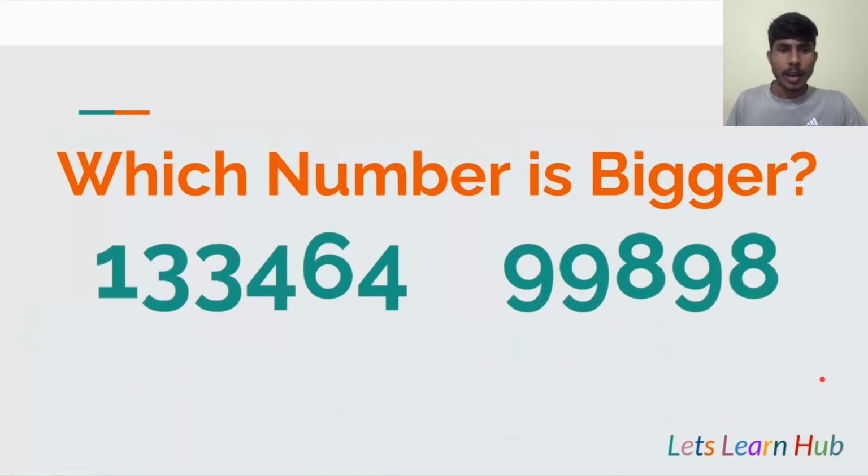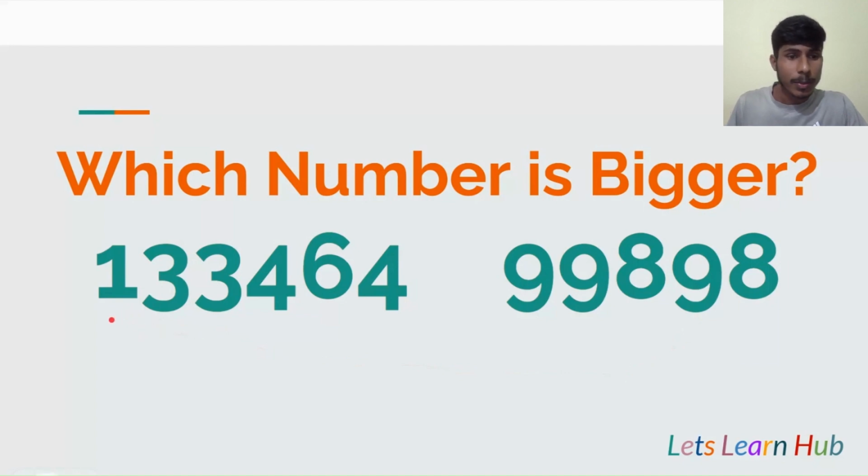Okay, and let's compare these two numbers now. We have 133464 on the left side, 9989 on the right side. See, you need to first check if both are positive numbers or not. Since both are very big numbers after 1, both are positive numbers. And the second thing you need to do is check the number of digits in each number.